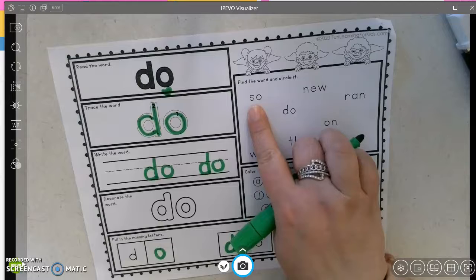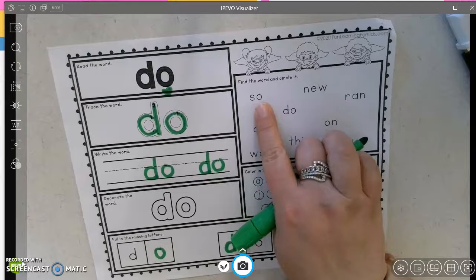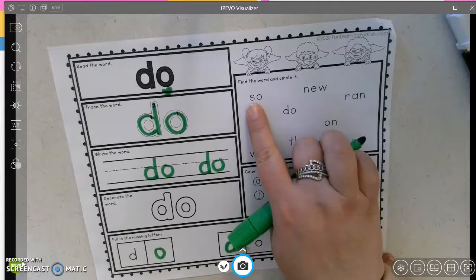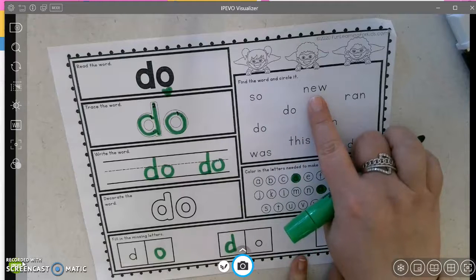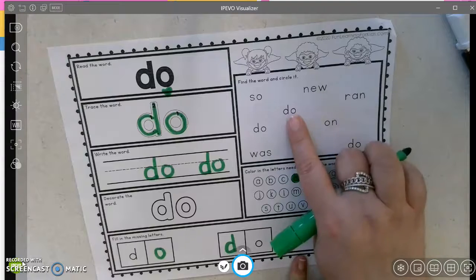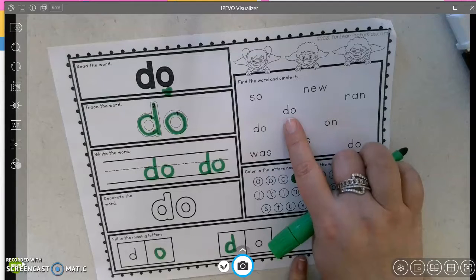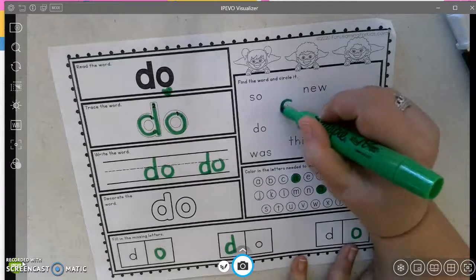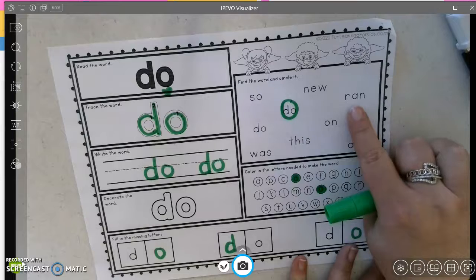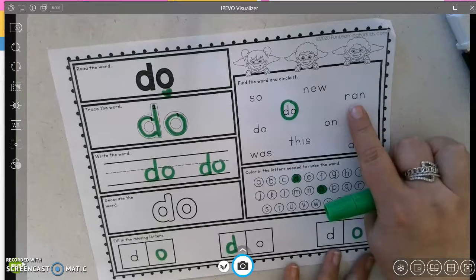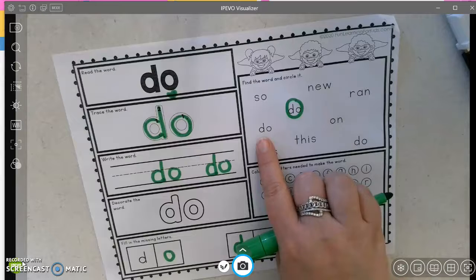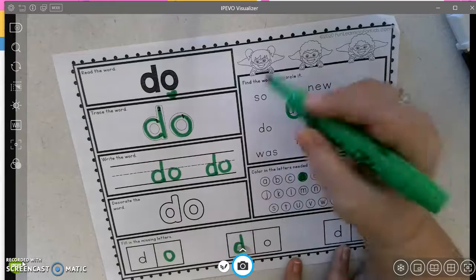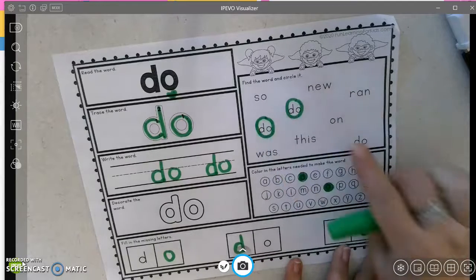Is this do? It has an O like do, but does it start with a D? No, this isn't do. Is this the word do? Nope, this has too many letters. What about this one? Is this the word do? Yeah, D-O, do. What about this word? Nope, this word has too many letters too, right? What about this one? D-O, do. You're right.